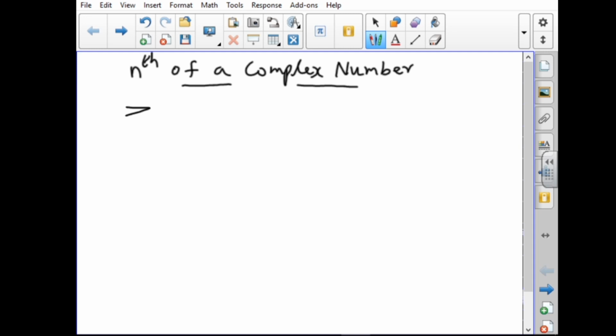So let z be a complex number. The nth root of the complex number is z power 1 by n. We know the square root of x, we take it as x power 1 by 2. Cube root of x, we take it as x power 1 by 3. So nth root of z, we take it as z power 1 by n. Let this nth root of a complex number be omega. Now we are going to follow a few steps to find the nth root of a complex number.